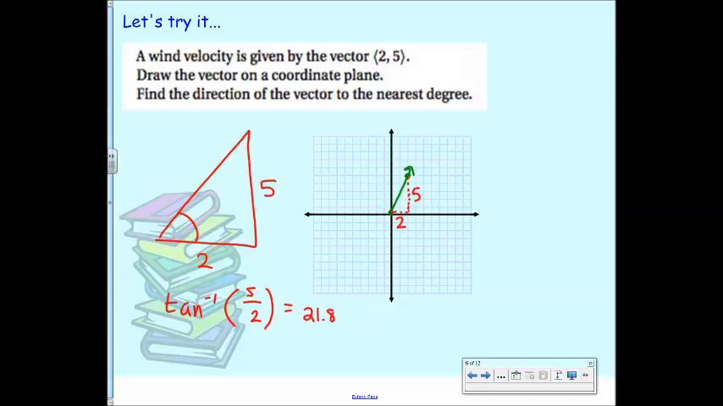$21.80. Yeah, that doesn't sound right. Did you do tan inverse? Oh, okay. So it's what? 68.2. So then the direction of this vector would be 68.2 degrees. All right, make sure you do opposite. So it's got to be opposite over adjacent.